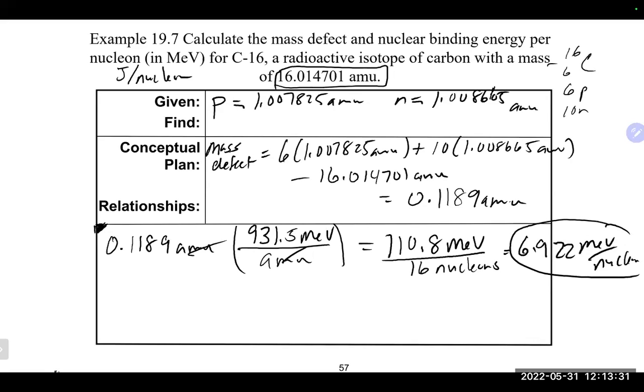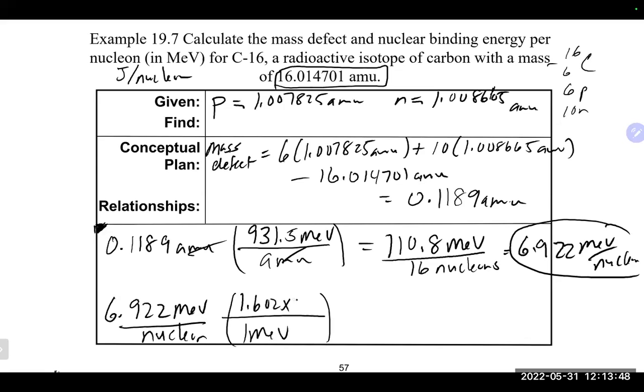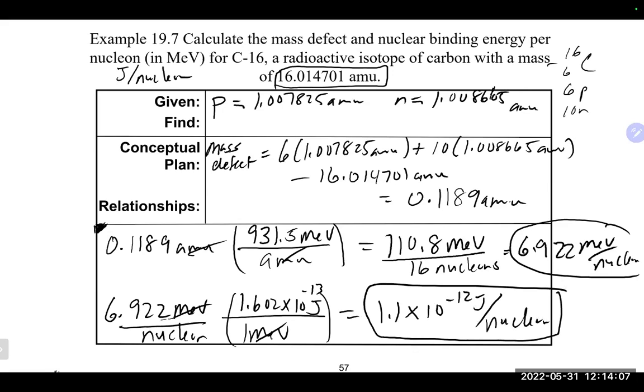We also want it in joules per nucleon, so we could also just use the conversion factor to do that little conversion at this point, since we already have it per nucleon. We could use our 1 mega electron volt is 1.602 times 10 to the minus 13 joules. Those will cancel, and that would get us 1.1 times 10 to the minus 12 joules per nucleon in this particular case. Any questions on that there?